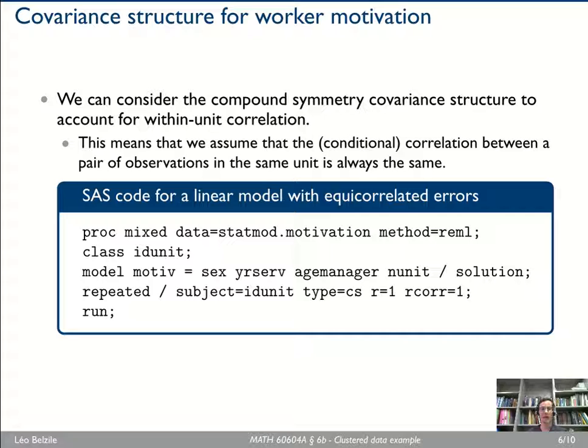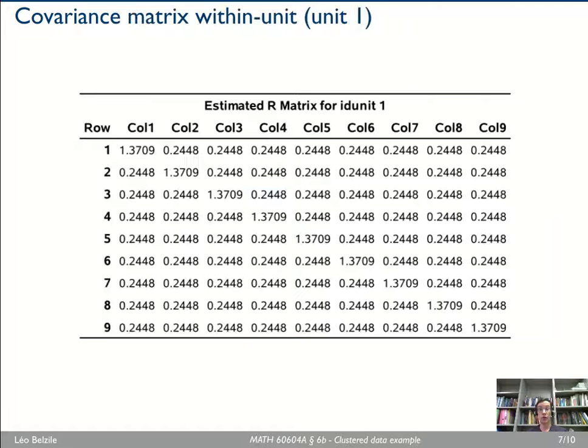So in PROC MIXED, I'm fitting using REML. In this model, I have one categorical variable, which is the ID of the unit. The two fixed variables, age manager and n unit, are continuous, and I fit repeated. So the subject is ID unit. I fit a compound symmetry, and I'm just going to print covariance and correlation for group 1, which has 9 individuals. Here I'm just showing you the covariance, so you can see the conditional covariance parameter.